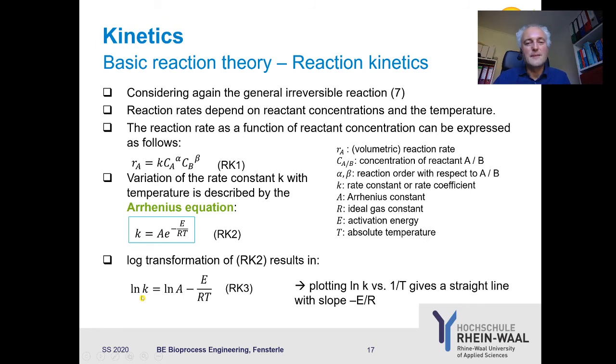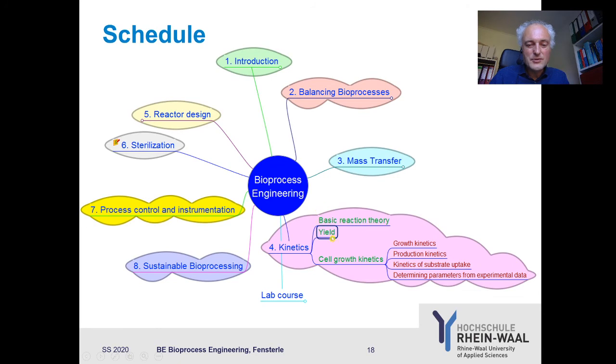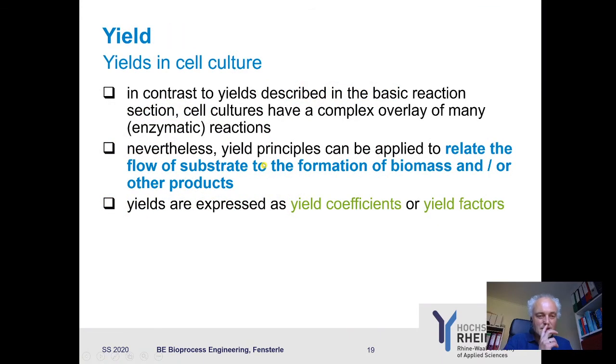So this is normalization, but this is of course something you will certainly not find in the exam. However, you will do an example where you need this equation, and you have of course this equation also in your formulary. Now we have talked about basic reaction theory, and now we will have a look at yield coefficients. So yields in cell culture.